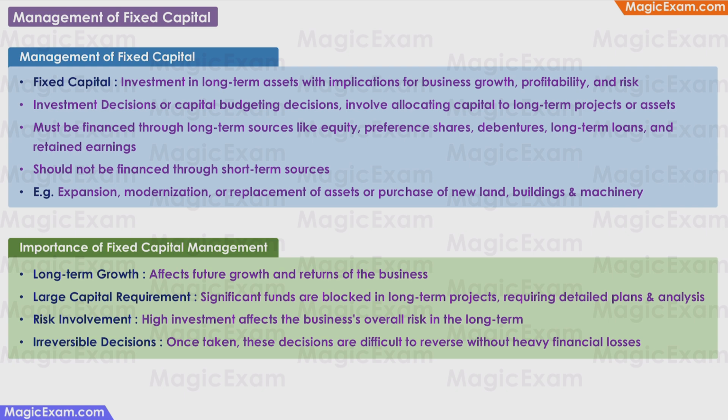Because these decisions involve large and long-term investments, they must be financed through long-term sources like equity, preference shares, debentures, long-term loans, and retained earnings. This is important. Fixed capital should never be financed through short-term sources because this could lead to financial instability.